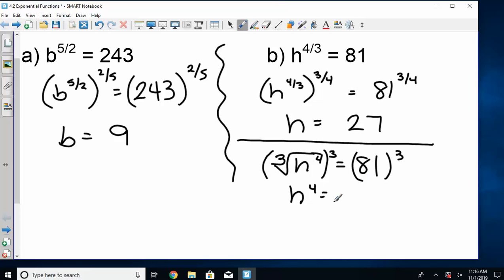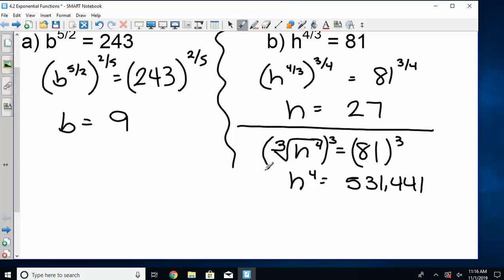So 81 cubed, 531,441. How do you get rid of a fourth power? Fourth root. But what do you need to put with that? Plus and minus. So I get h equals plus or minus. What is the fourth root of 531,441?